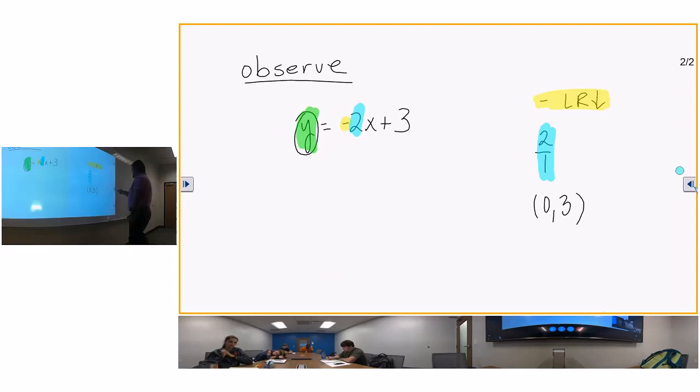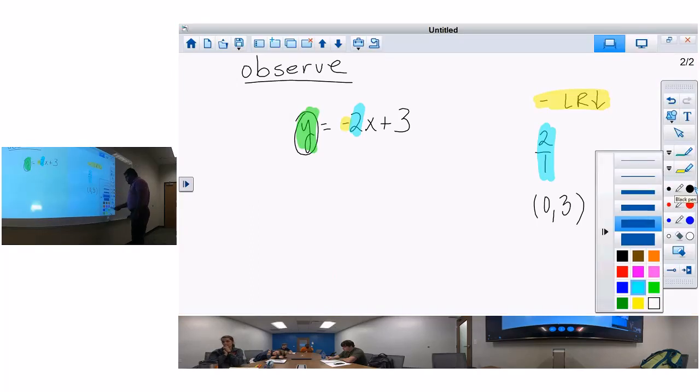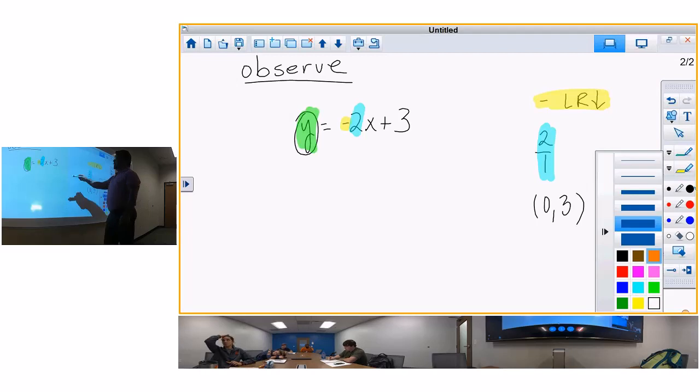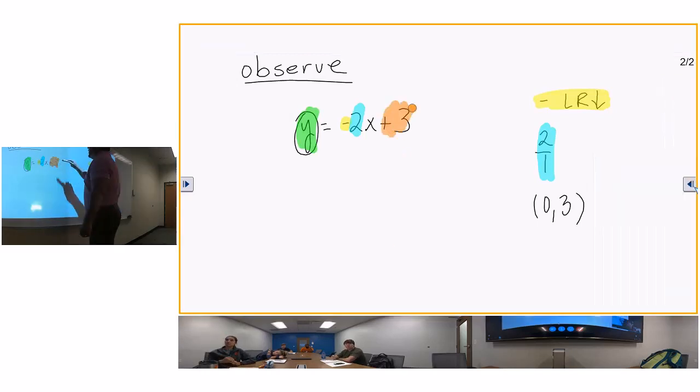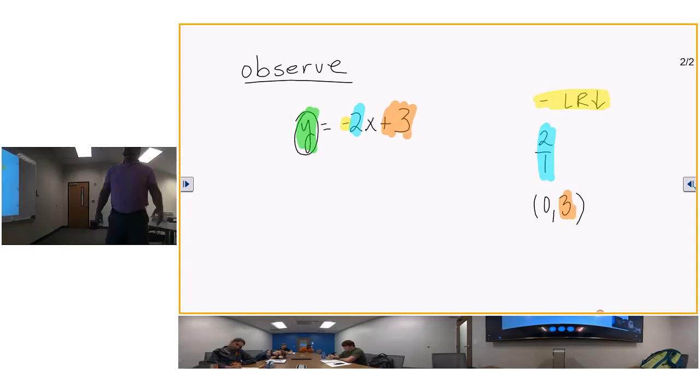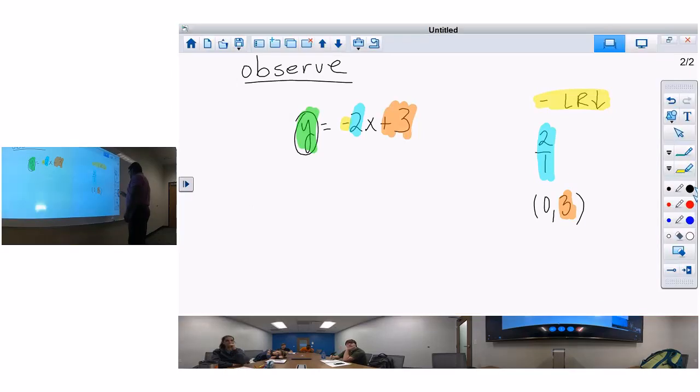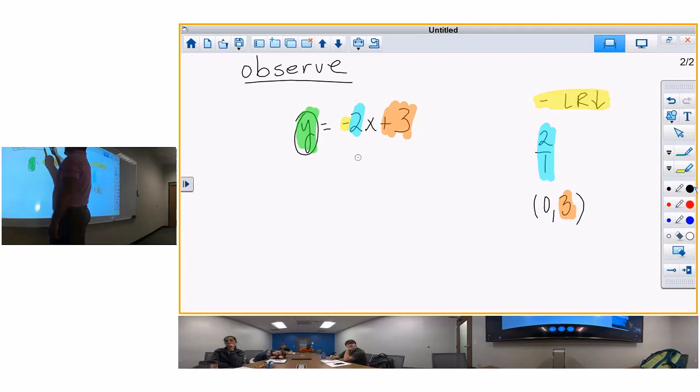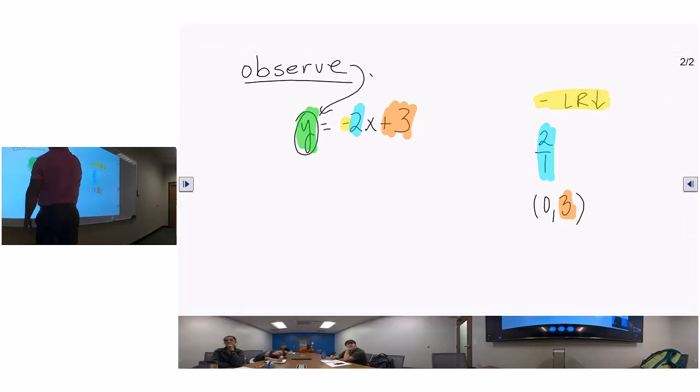And then the last thing is my handy dandy burnt orange. And that will be there, which will give us that. So you can observe, and when you observe, make sure that Y is what? By itself. Y has to be by itself.